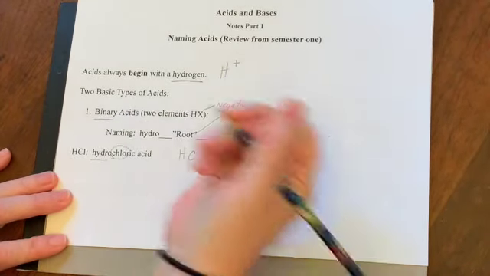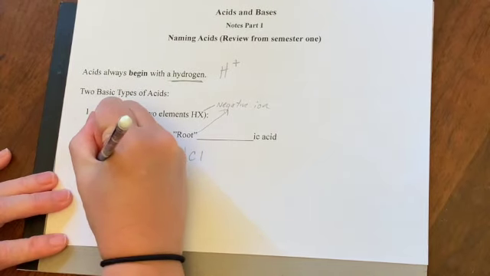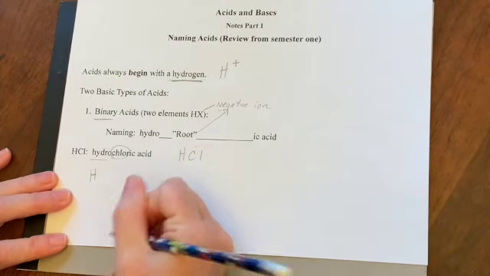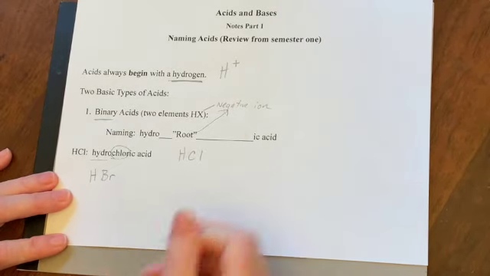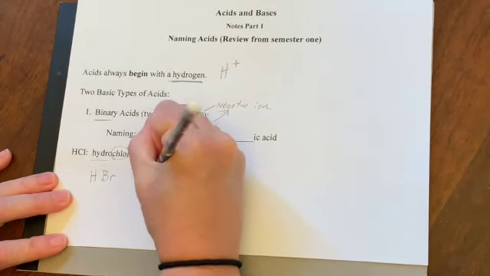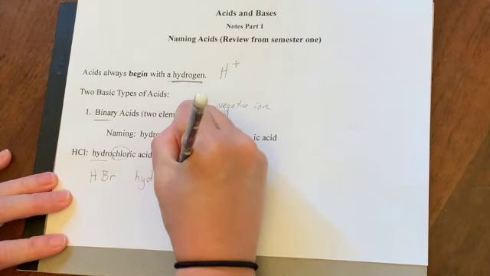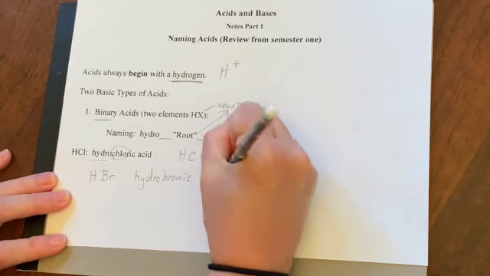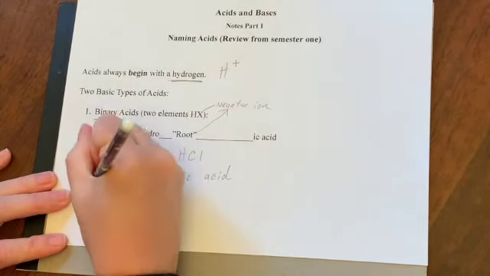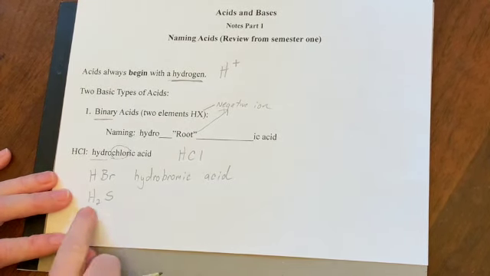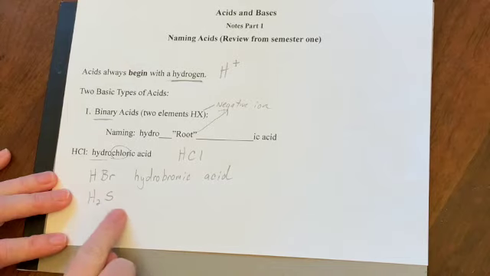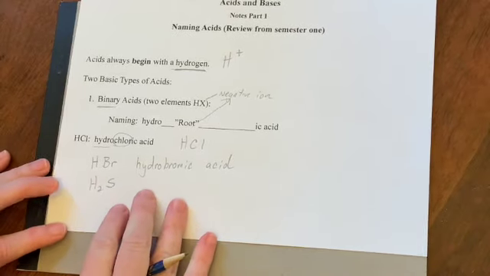Right. So a couple other examples just to go through. If we had, let's say, HBr, that is going to be hydrobromic acid. If we were to have H2S, even though there's two hydrogens here, I only have two types of elements. So this is still binary.